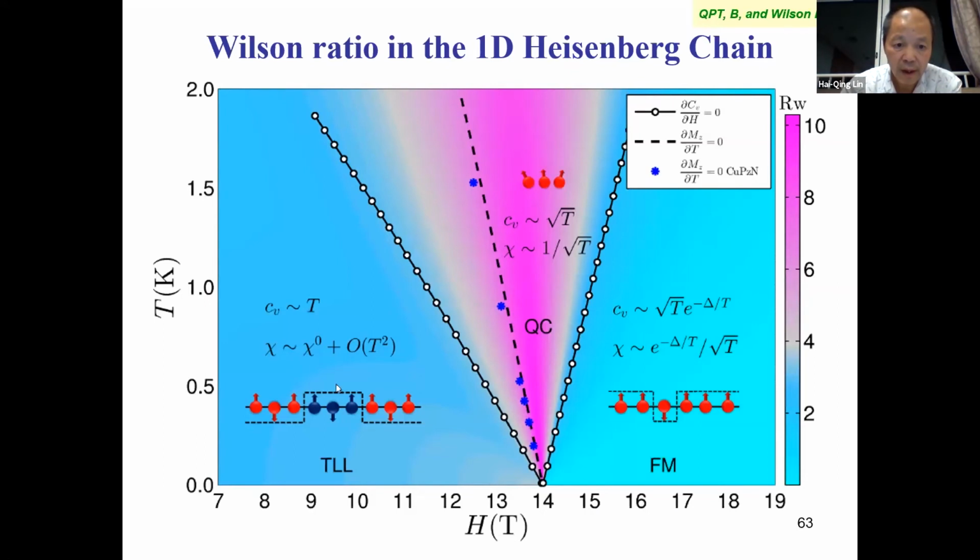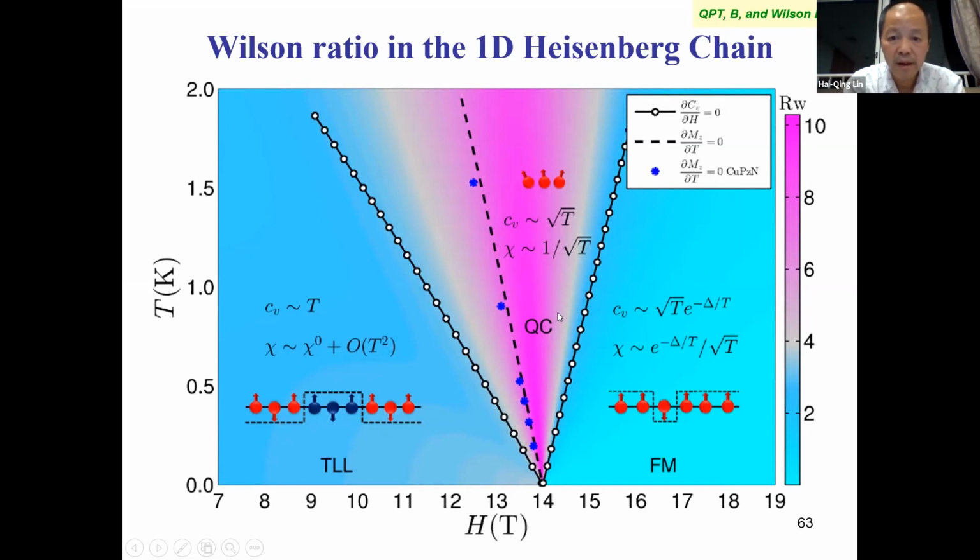On the left is the Fermi liquid. On the right is ferromagnetic, like a one-body problem. Then in between is the critical region. And this heat capacity and susceptibility behavior are obtained by analytical expansion of the Bethe ansatz.